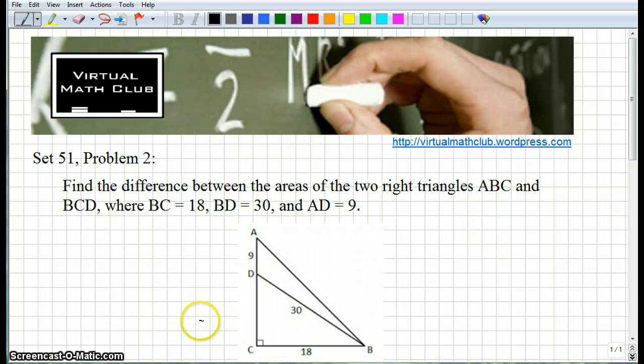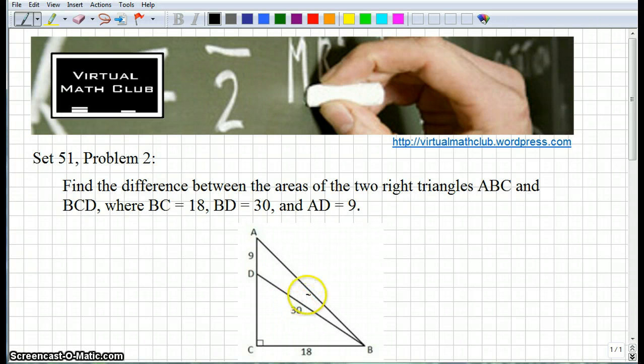Problem number 2. Find the difference between the areas of the two right triangles, ABC, that's the big one, the outer one, and BCD, that's the one inside. And we're told that BC is 18 units long, BD is 30 units long, and AD is 9 units long.